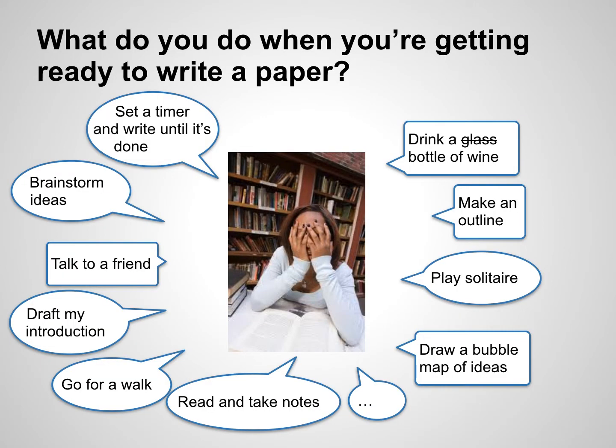So you probably talked about a number of different things in your quick write you just did. You might have said things like set a timer and write until it's done. That's something I do, especially when I need to make progress on a piece of writing and I'm having trouble getting started. You might do things like brainstorm ideas or talk to a friend, or in some cases you might feel like you have to have a draft of your introduction before you can write the rest of your essay that you're working on. Sometimes you might do something that's not writing, like go for a walk or play solitaire, just to kind of ease your mind and get in the headspace to be ready to write. Some people might read and take notes, or they might draw a bubble map of ideas or make an outline. Other people might drink some wine. These are all things that students in the past have said in response to this question.